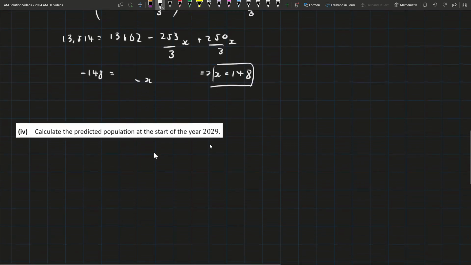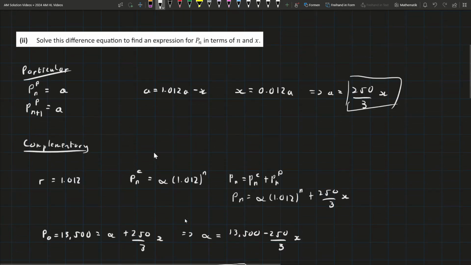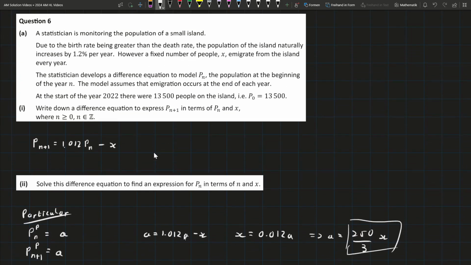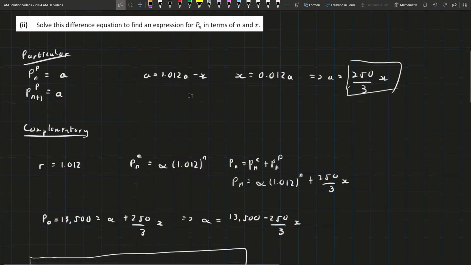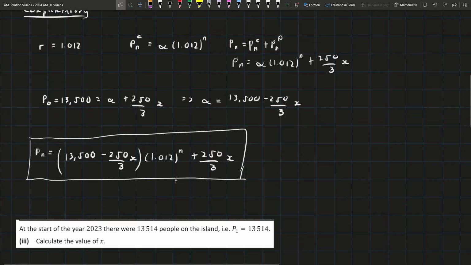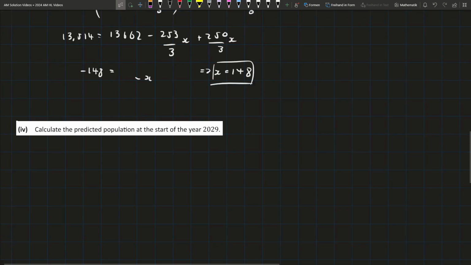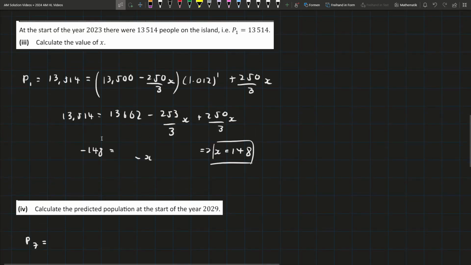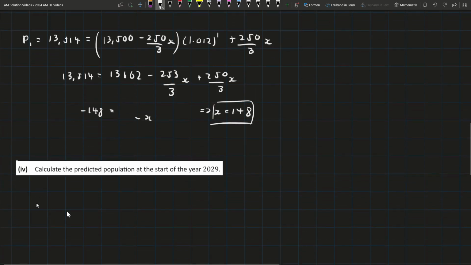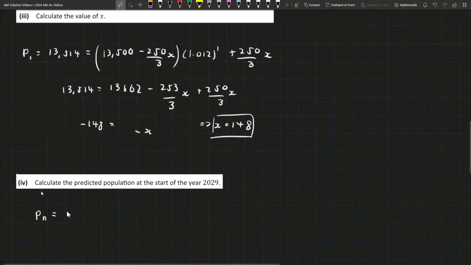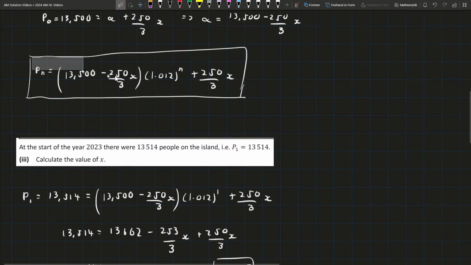Then we need to calculate the predicted population at the start of 2029. So we can add 7, because year 2022 was 0. 2023 was 1, which is a year after 2022. So if we want to go 7 years after 2022, that'll be 2029. So we say that P7 equals, we might have to rewrite our difference equation actually, just to simplify it a bit. So our Pn is equal to this, as we know.